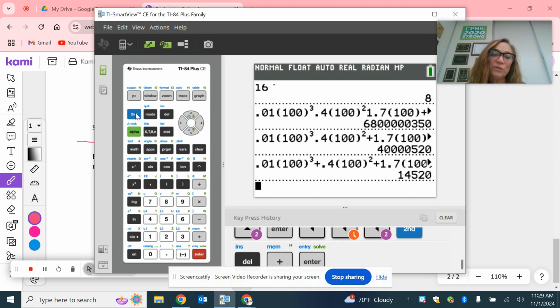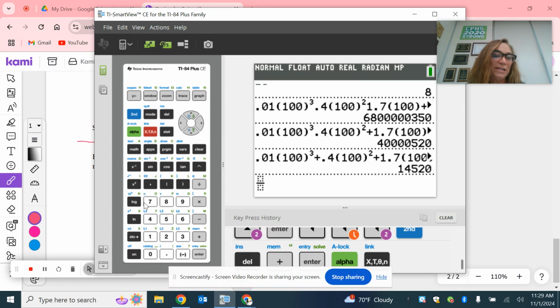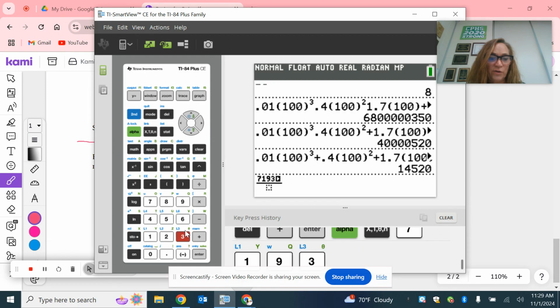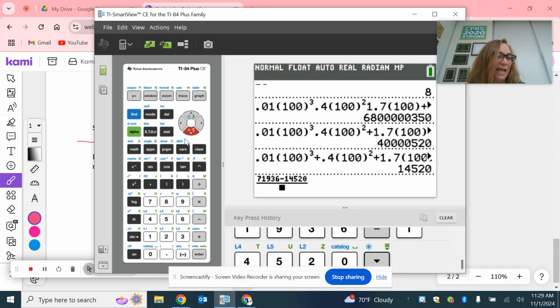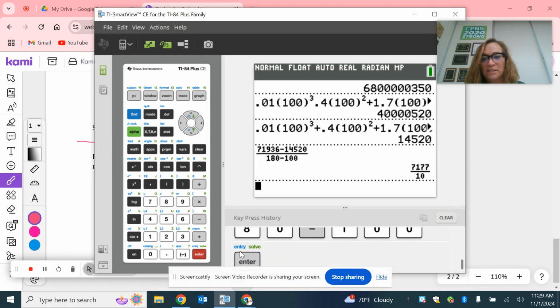All right, so now I'm going to do slope. So I'm going to do it right on the calculator. I had alpha x to get the fraction, and it's y2, which I got 71,936, minus y1, 14,520, and then over x2, which is 180, and it's x sub 2. I'm sorry, I said that wrong. Okay, and then you hit enter.